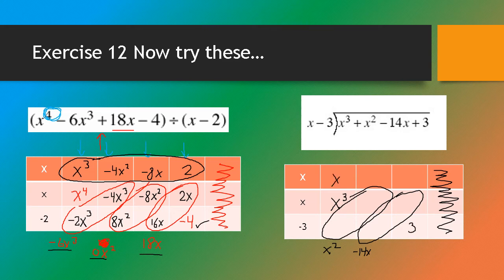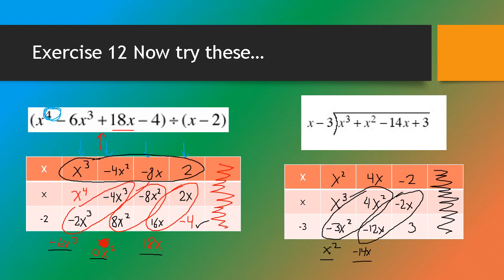Alright, so there's x squared times negative 3, negative 3x squared. Because I need my sum to be positive x squared, I'll need 4 more x squareds up in here. Therefore, this is 4x times negative 3, that's negative 12x. And since I need negative 14 x's, I need 2 more negative x's here, times negative 2.